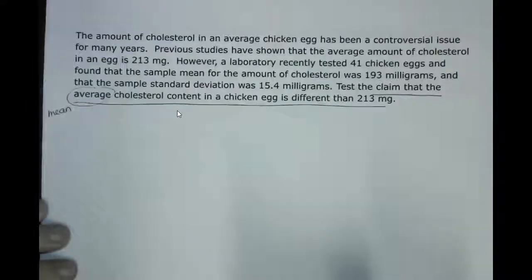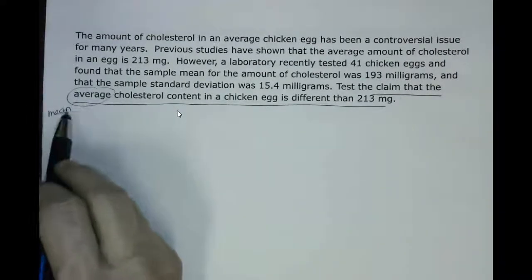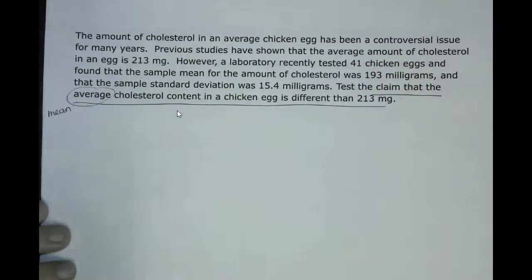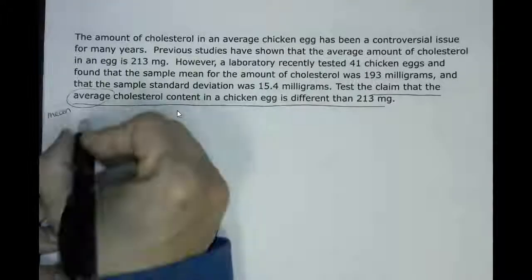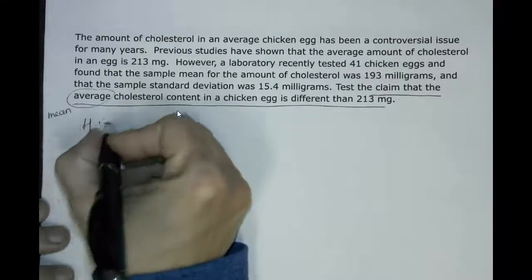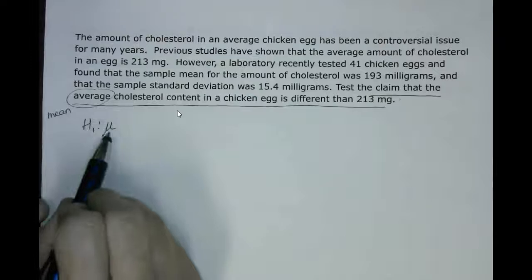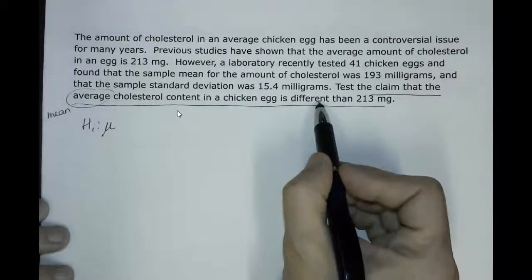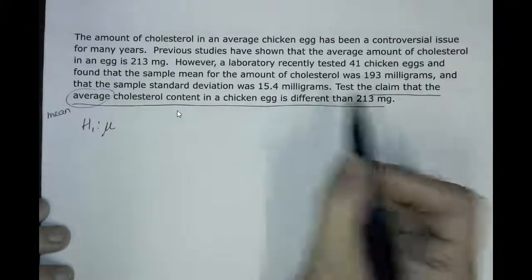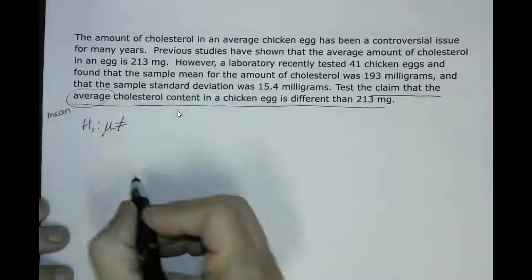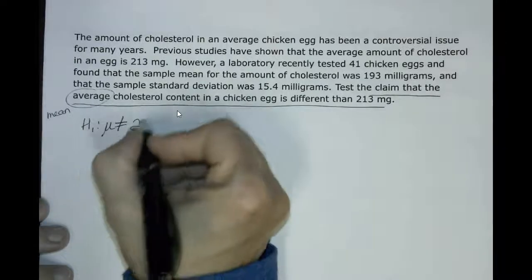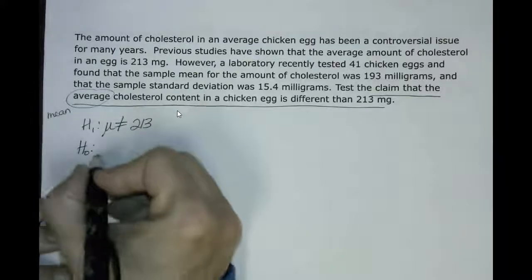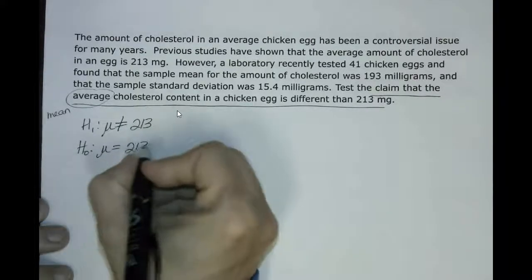So if you were just trying to do this problem from scratch, as soon as you see the word average, that means that it has something to do with means. Okay, so that means our parameter that we're using is mu. And here, the only word that it uses is different. It doesn't have anything about more or less. So that means we're going to use a not equal to, and 213 is our number. So then for our null hypothesis, it would be mu is equal to 213.